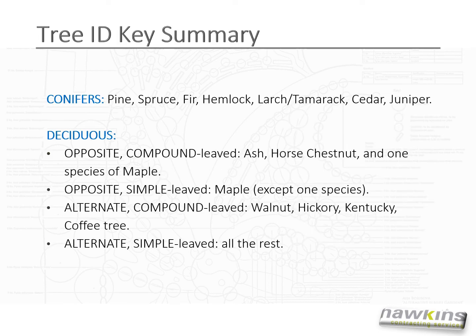Tree identification key summary. Conifers: pine, spruce, fir, hemlock, larch, tamarack, cedar, juniper. Deciduous: opposite, compound-leaved: ash, horse chestnut, and one species of maple. Opposite, simple-leaved: maple, except for the one species. Alternate, compound-leaved: walnut, hickory, Kentucky coffee tree. Alternate, simple-leaved: all the rest.